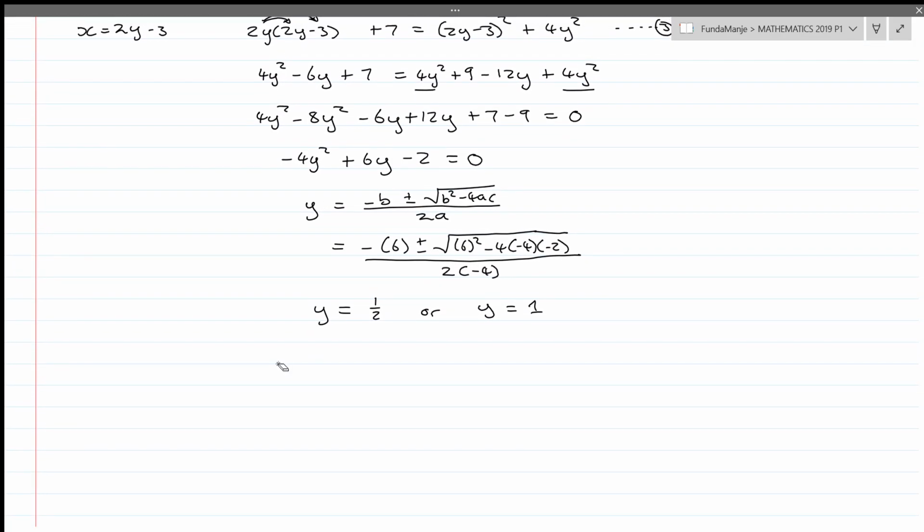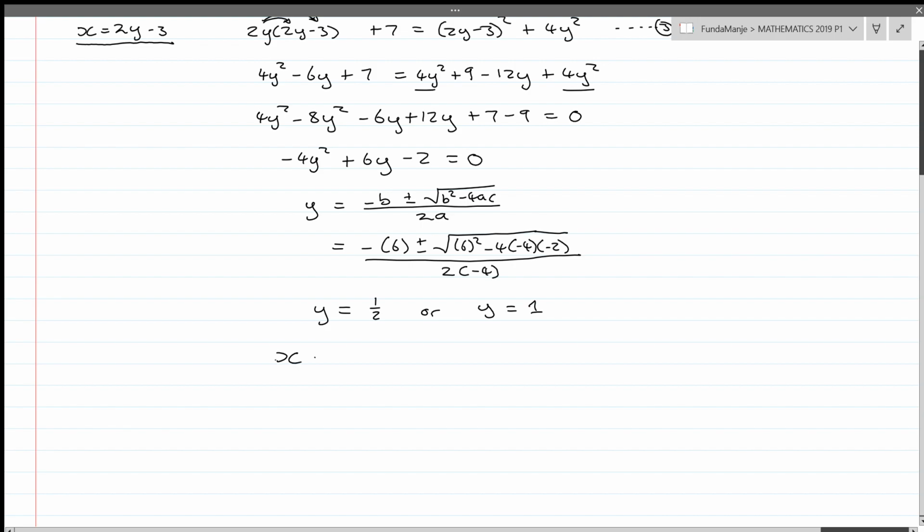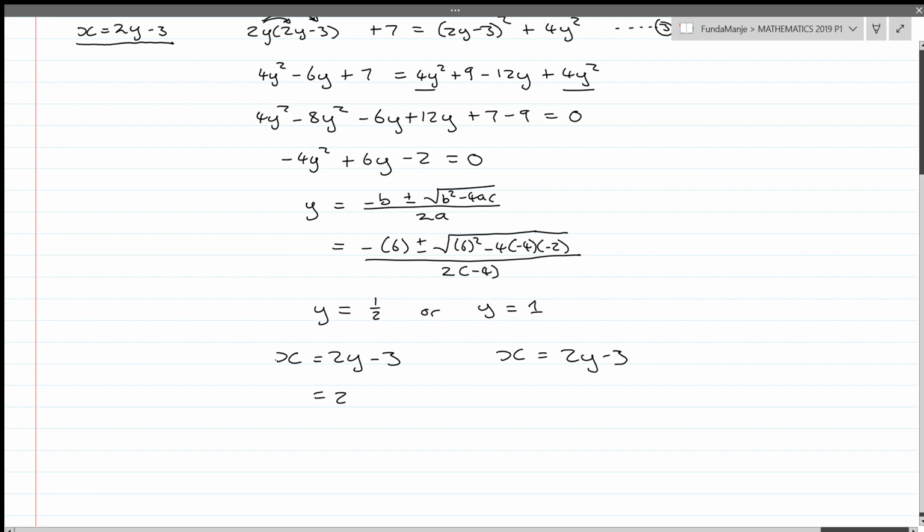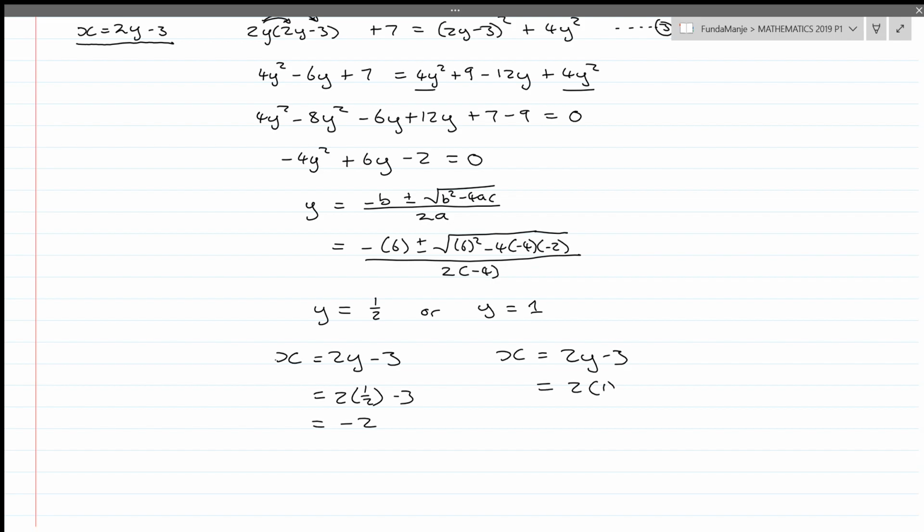So originally we had this equation, x is equals to 2y minus 3. We are then going to use this formula twice in order to find the corresponding values of x. So x is equals to 2y minus 3. Here we make a substitution for y as a half minus 3. We get 1 minus 3, which gives us minus 2. Here we also make a substitution for y as 1 and then minus 3. We get the corresponding value for x in this case is minus 1.